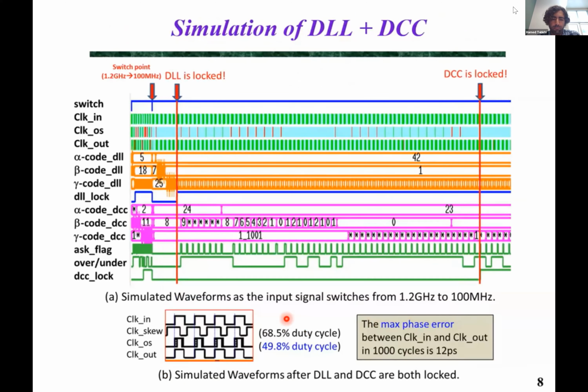Here are the simulation waveforms when we switch the frequency of the input clock signal from 1.2 GHz to 100 MHz. The DLL will be relocked first, and the DCC will be relocked again. After both are locked again, we can check the output clock signal is very close to 50% duty cycle. Also, the output clock signal is not exactly in phase with the input clock signal.